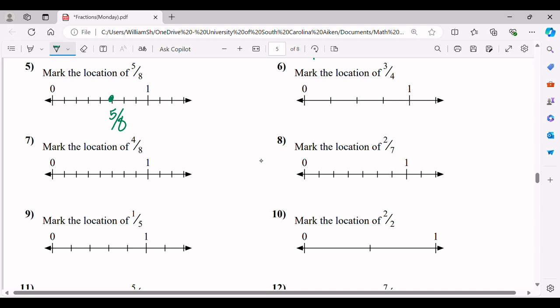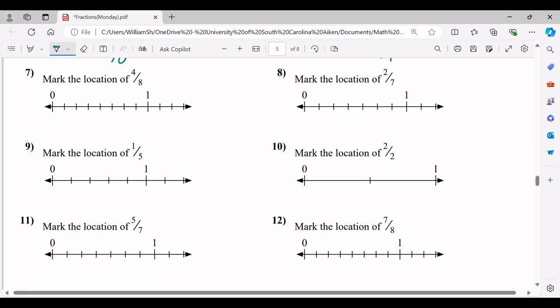Number 6, we want to mark the location of 3/4. We got 1, 2, 3, 4. Okay, the 1 would be the 4 out of 4, obviously. We need to go 3 over. So this is 3/4. Be right there.